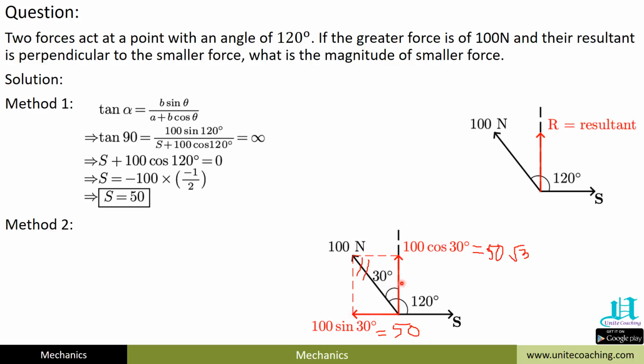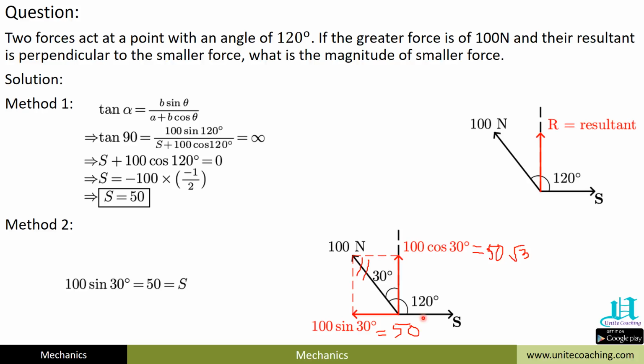Now you can see we have three forces under consideration: this smaller force, this 50 Newton force, and this 50 root 3 Newton force, right? We are given the condition that the resultant is perpendicular to the smaller force. So the smaller force needs to be equal to this 50 Newton, so that they can cancel each other out. This force should cancel this force, then the resultant force will remain. We will be left with 100 cos 30, which is equal to 50 root 3 Newton, and since this alone remains, the others get cancelled out.